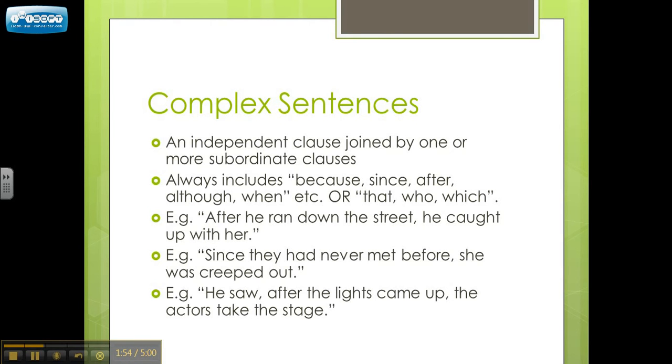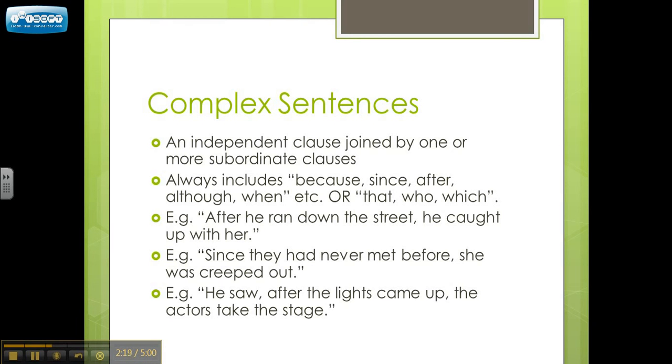Another example of that would be in the second point there. Since they had never met before, she was creeped out. Notice that there is the word since that implies that we need some sort of follow-up. So since this, we also found out this. Complex sentences often have those kinds of words, and a lot of the time they come at the start of the sentence or sometimes the end of the sentence.